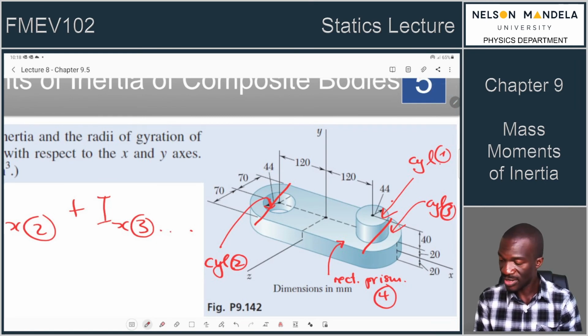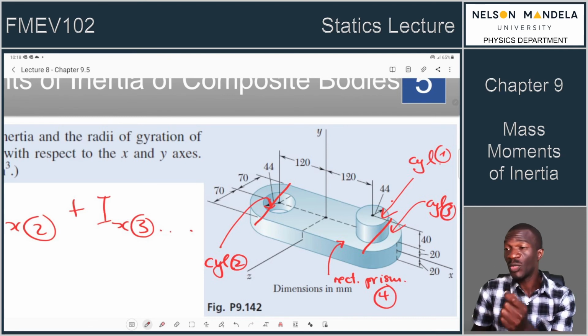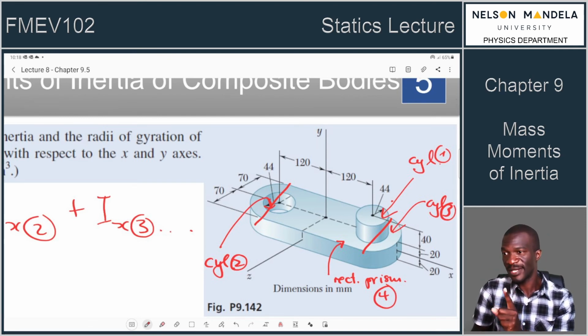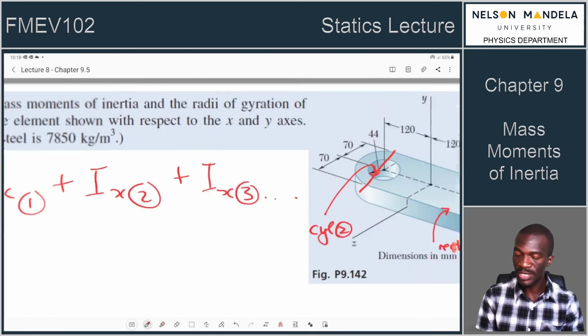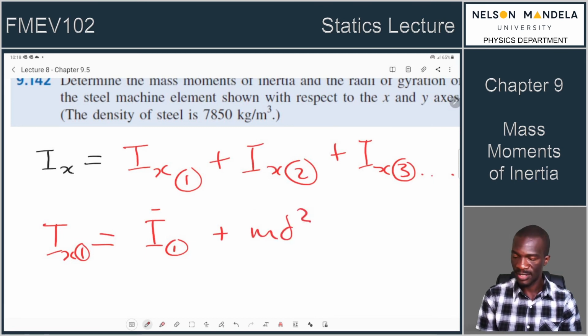Now, this is for cylinder number 1. Look at cylinder number 1. We want the mass moment about the x-axis, but this cylinder is actually offset from the x-axis. Its centroid is offset from the x-axis. This means we'll need to use the what? The parallel axis theorem, plus Md squared, isn't it?